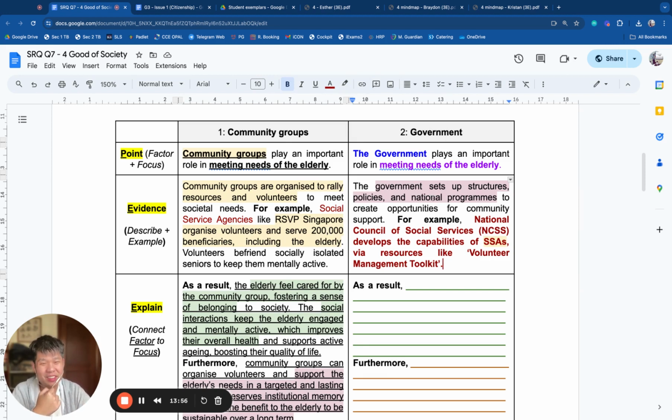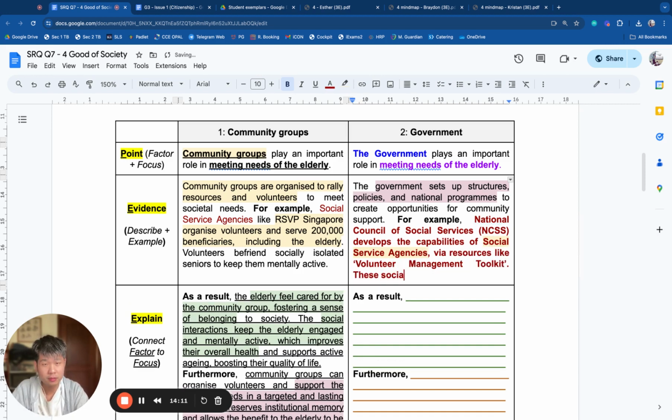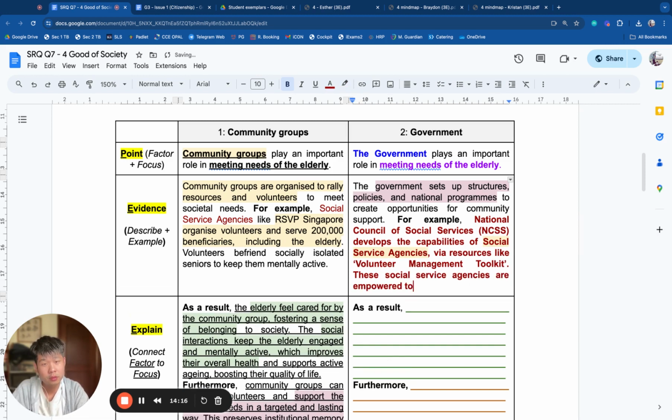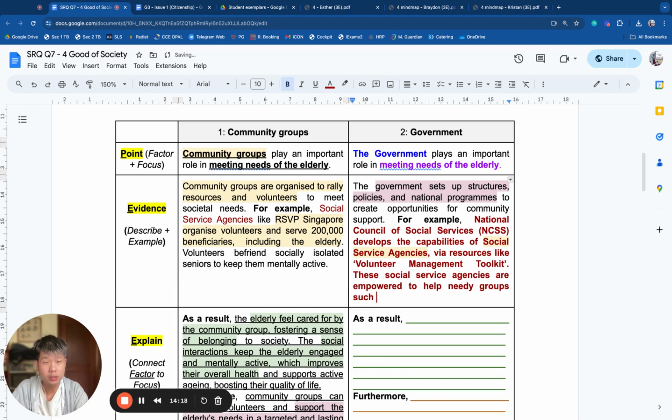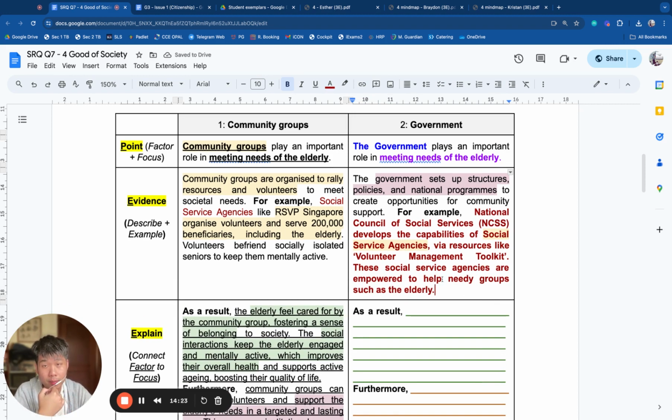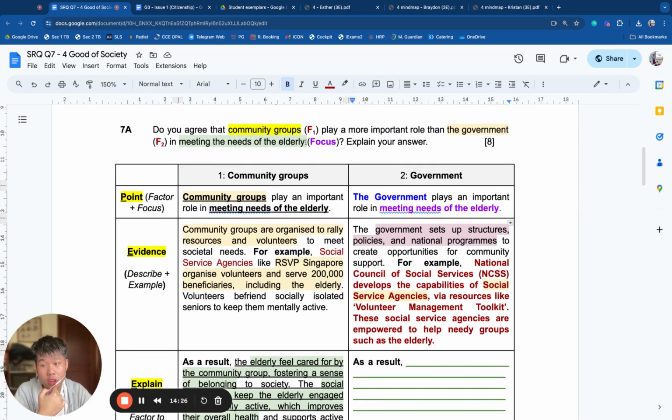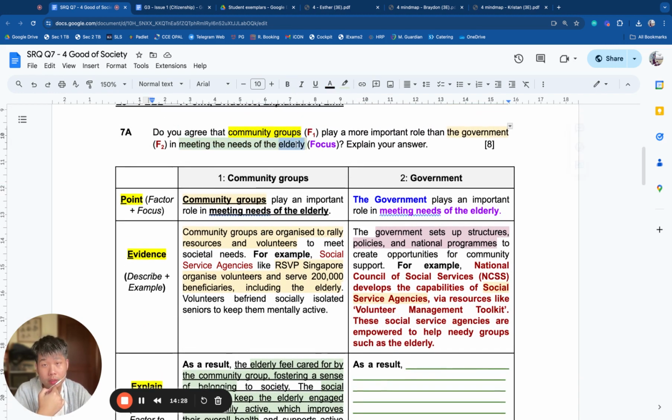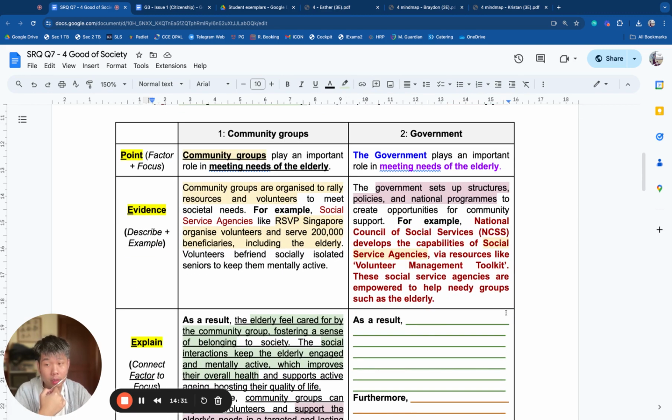Okay. So the government creates these programs to support the elderly. Then let's just add one more sentence. These social service agencies are empowered to help needy groups such as the elderly. Okay. I added in this sentence because I'm very cognizant that it's not a generic question. The question is quite targeted. It's about the elderly. So I want to talk about the elderly.